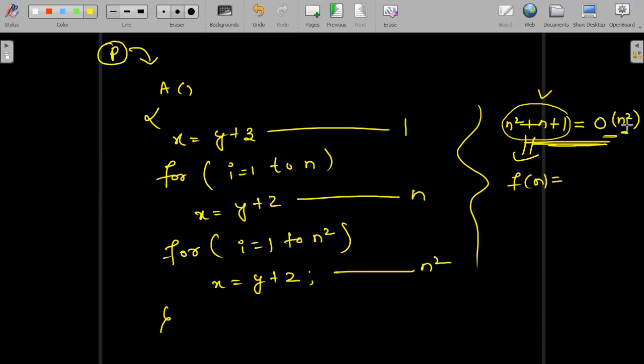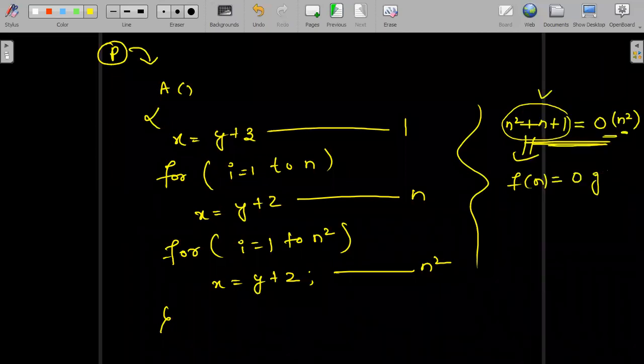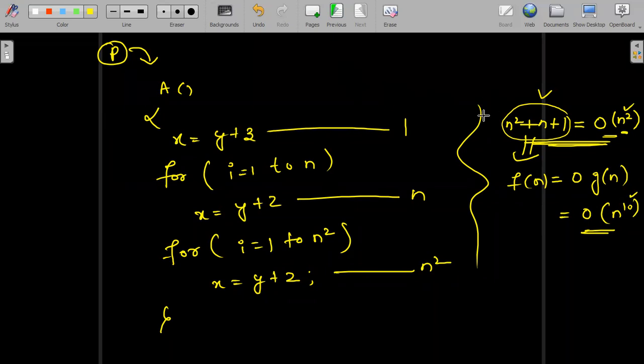Here n square is g of n, so f of n is big O of g of n. If I write big O of n power 10, it's also okay, because compared to n square, this is greater. That is what you have to understand related to this.